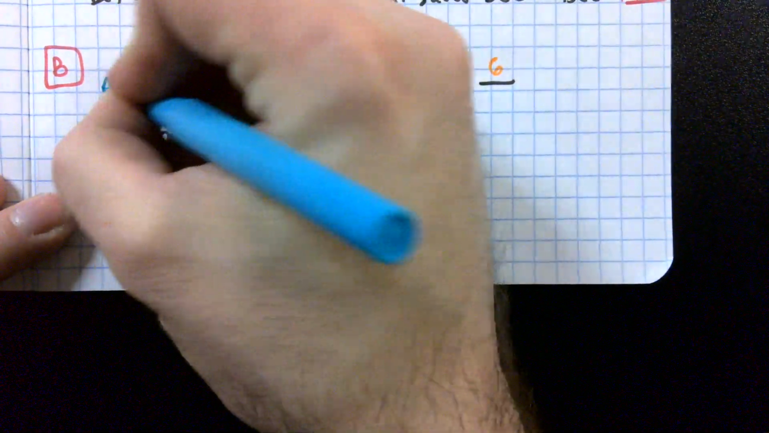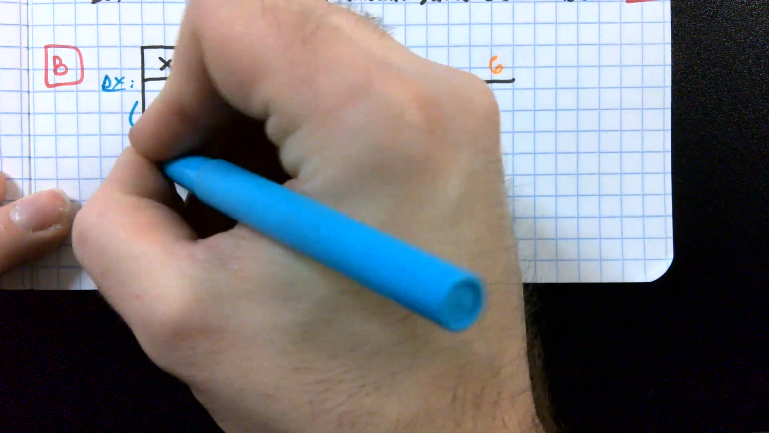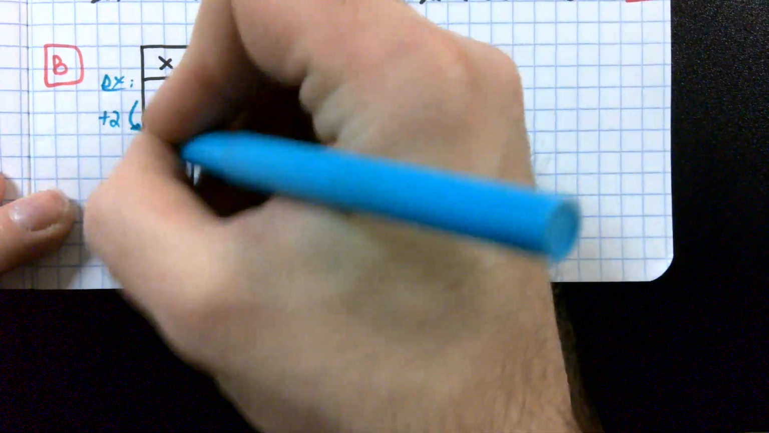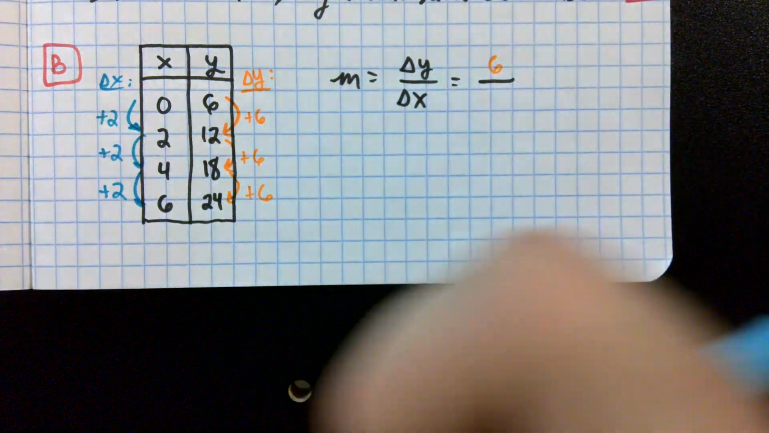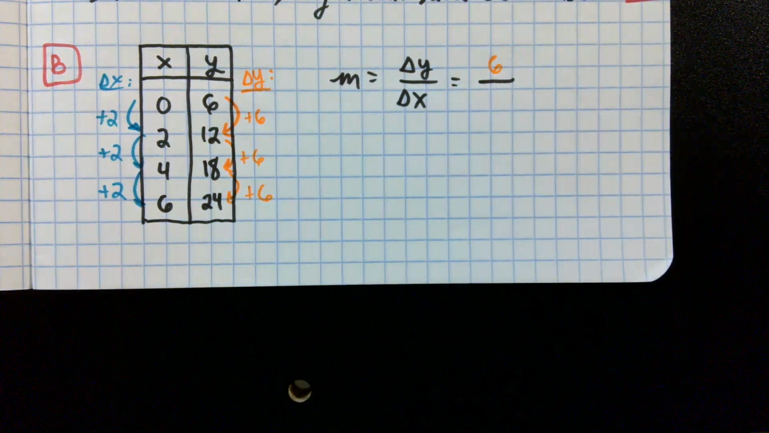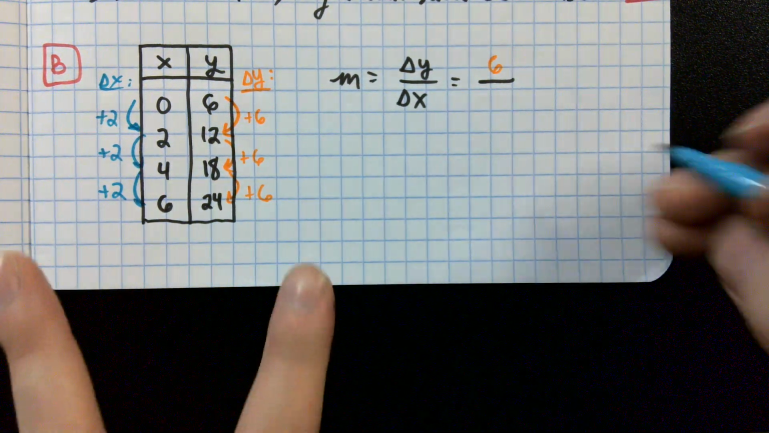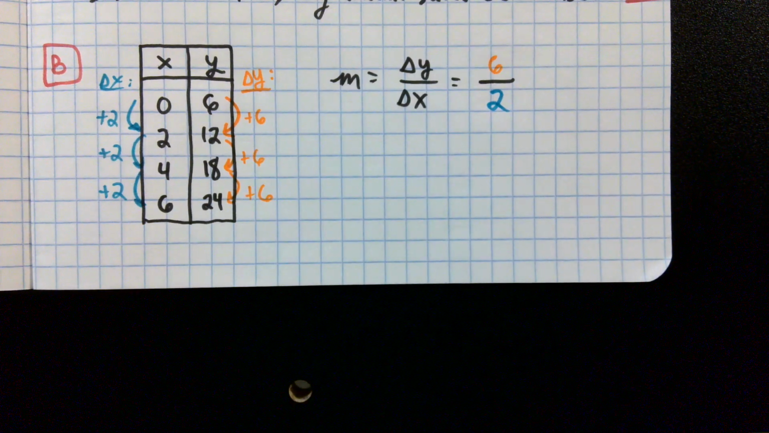I'm going to do the same thing on the left side for my change in x. How do I get from 0 to 2? Plus 2. How do I get from 2 to 4? Plus 2. How do I get from 4 to 6? Same thing, plus 2. Is that a constant change in x? Yes. So what's my denominator going to be? 2.